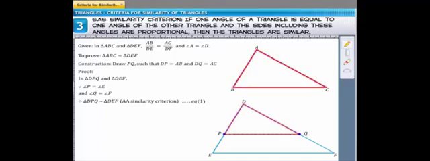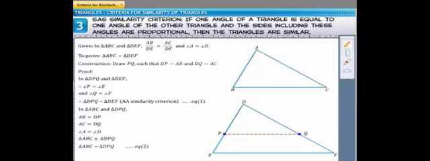In triangle ABC and DPQ, AB is equal to DP and AC is equal to DQ by construction. It is given that angle A is equal to angle D. Therefore, by the SAS congruence rule, triangle ABC and triangle DPQ are congruent. Let's call this equation 2. From equations 1 and 2, we get triangle ABC is similar to triangle DEF.